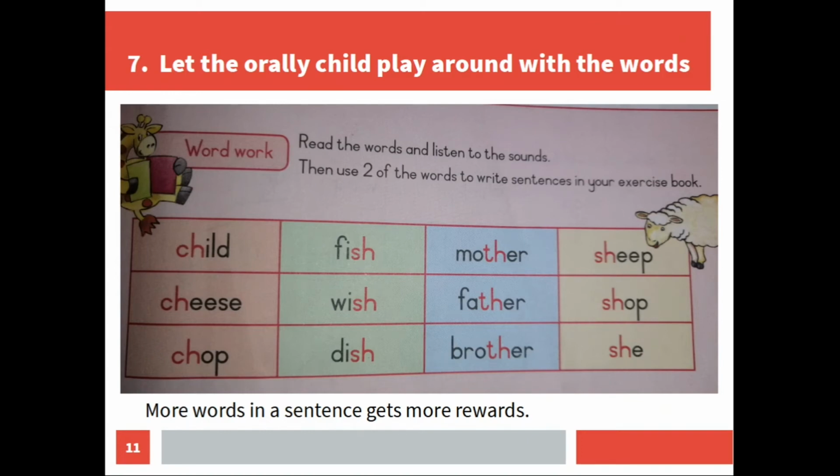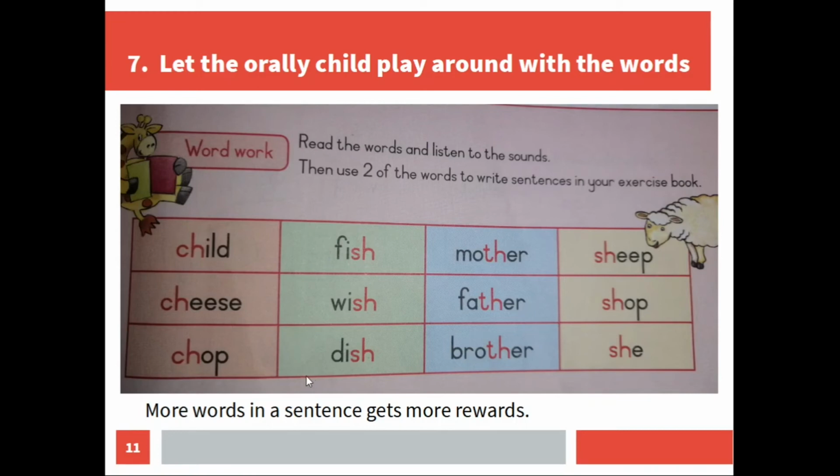Lastly, let the child play around with the words. The child sees the word and you ask, now make a sentence, because later on you will have to write a sentence, as you can see in the exercise book. Tell me, make a sentence with this word. And then the child gives a sentence: father loves food, or father eats, father works, or whatever.